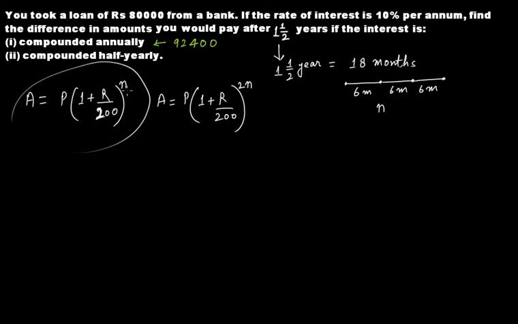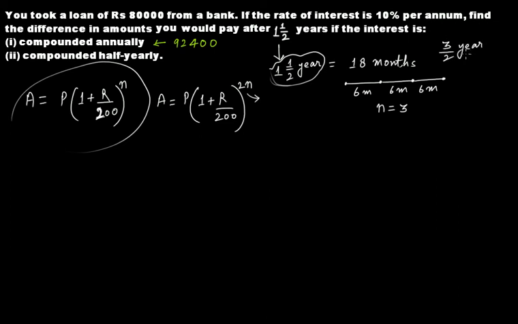Here N actually tells you the number of periods of 6 months. So the number of periods of 6 months in this case is 3. If you know the number of periods of 6 months, simply put it here and you'll get the answer. But if you want to take the time period in the form of years, this is 1.5, so you can write it as 3 by 2 year, right?